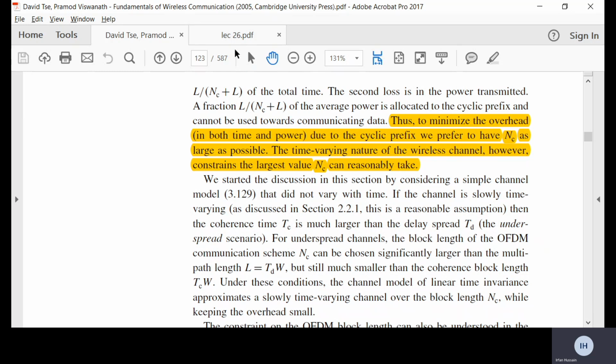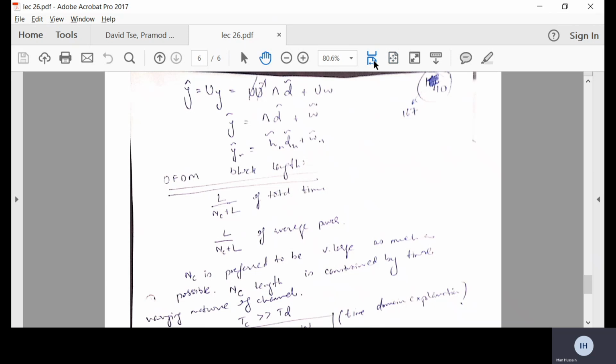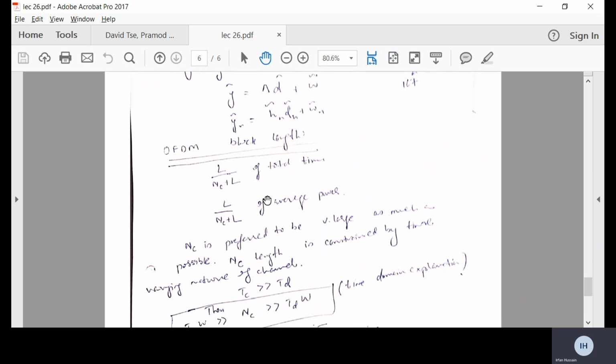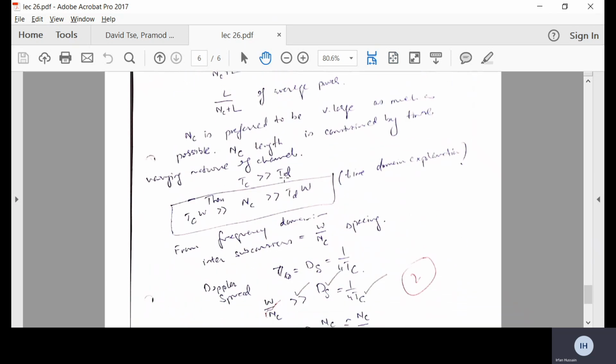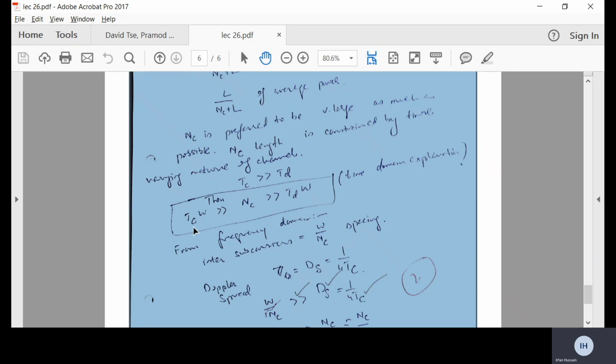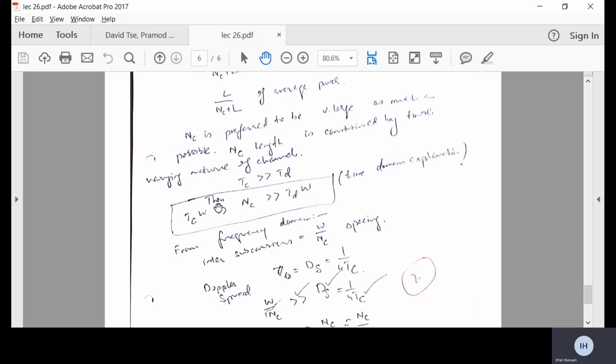I have also represented that in my notes, and you can see here that yes, we know TC is much bigger than TD for underspread channels, but at the same time we want our NC to be much greater than TD W, corresponding to the delay time, but much less than the length corresponding to the coherence time. So these two conditions constrain the value of NC.